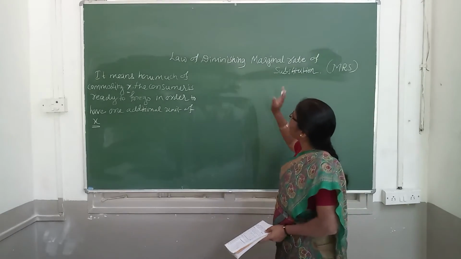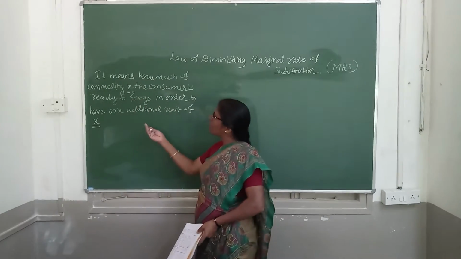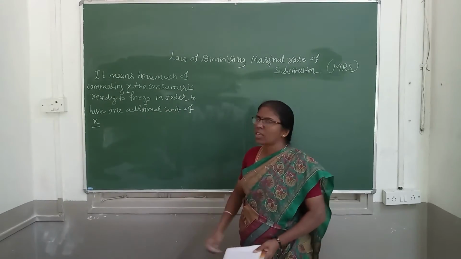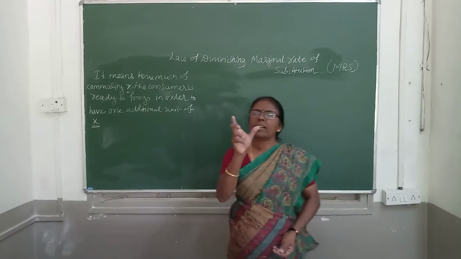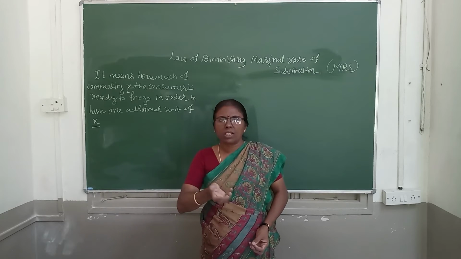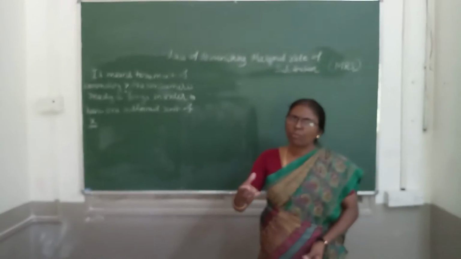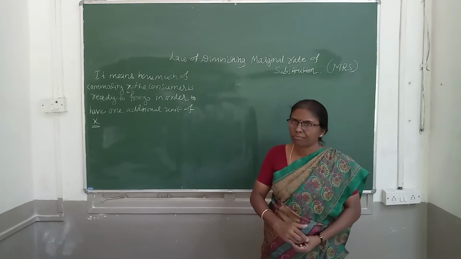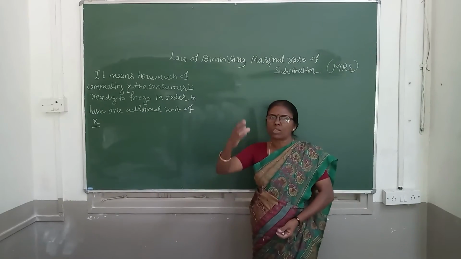Yes. What do you mean by law of diminishing marginal rate of substitution? It means how much of commodity Y the consumer is ready to give up in order to have one additional unit of X. Yes, dear students, always with a limited income, we already studied about the budget set, and that is the basic and very important concept which throws light on the consumer behavior. If you want to purchase more of one commodity, we have to give up another one. We all know that. And this diminishing marginal rate of substitution throws light on the same concept.